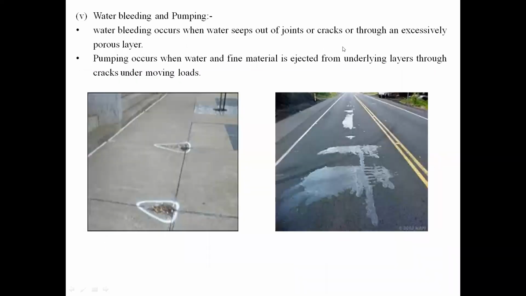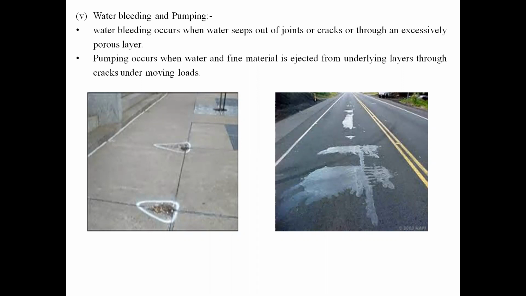The next one is water bleeding and pumping. Water bleeding occurs when water seeps out of joints or cracks or through an excessively porous layer. Generally, water bleeding and pumping happens under rigid pavements. Pumping occurs when water and fine material is ejected from underlying layers through cracks under moving loads.